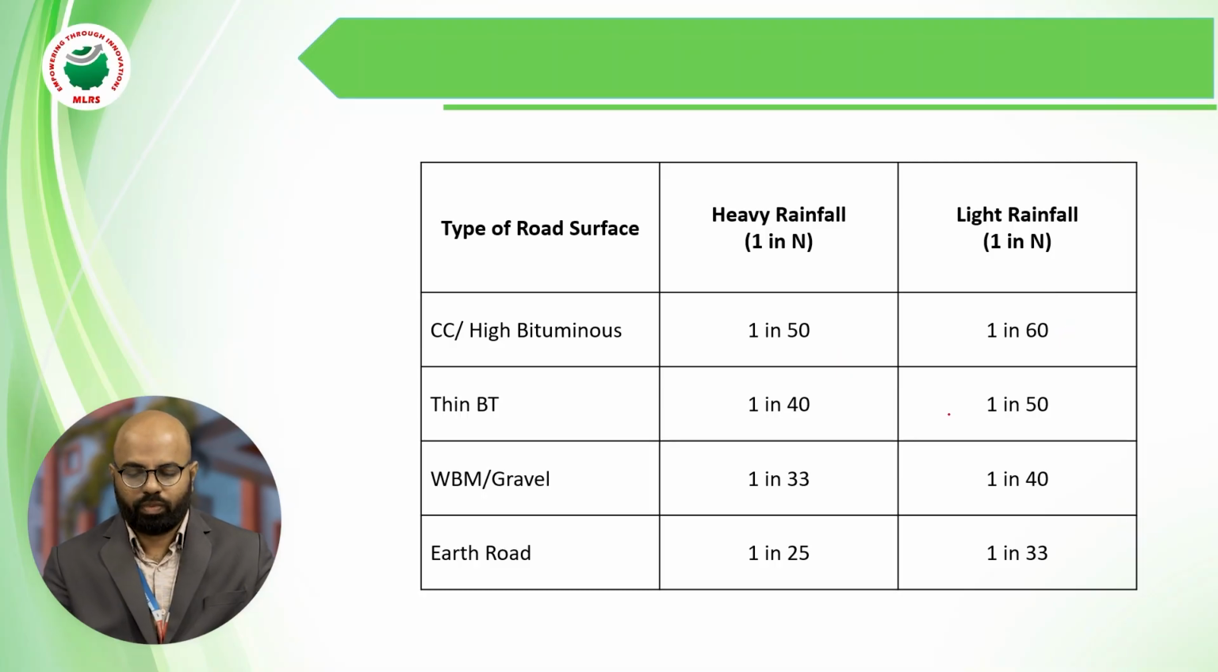As the quality of the road surface decreases, that is from cement concrete or high bituminous surface to the earthen road, what is happening? The slope is increasing, we are increasing the slope. If we compare the heavy rainfall and light rainfall regions, heavy rainfall regions have more slope compared with the less rainfall regions.